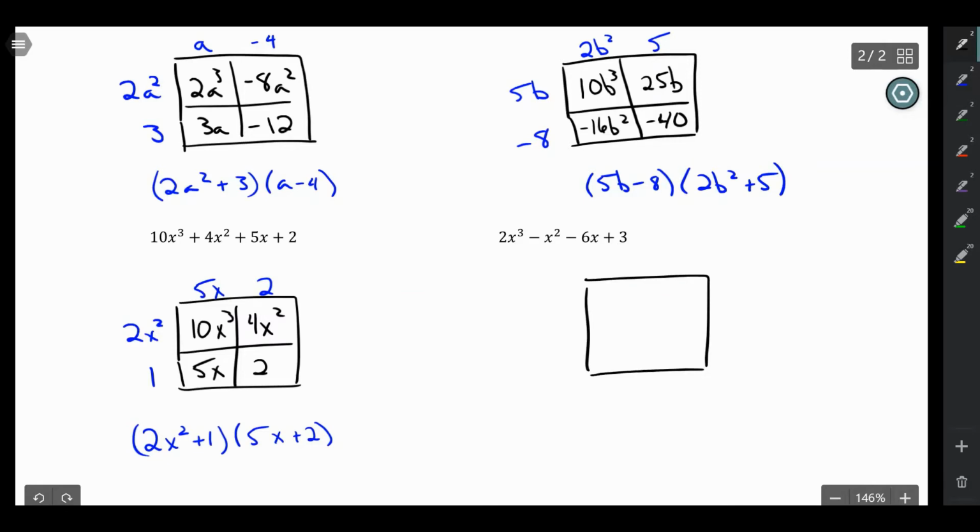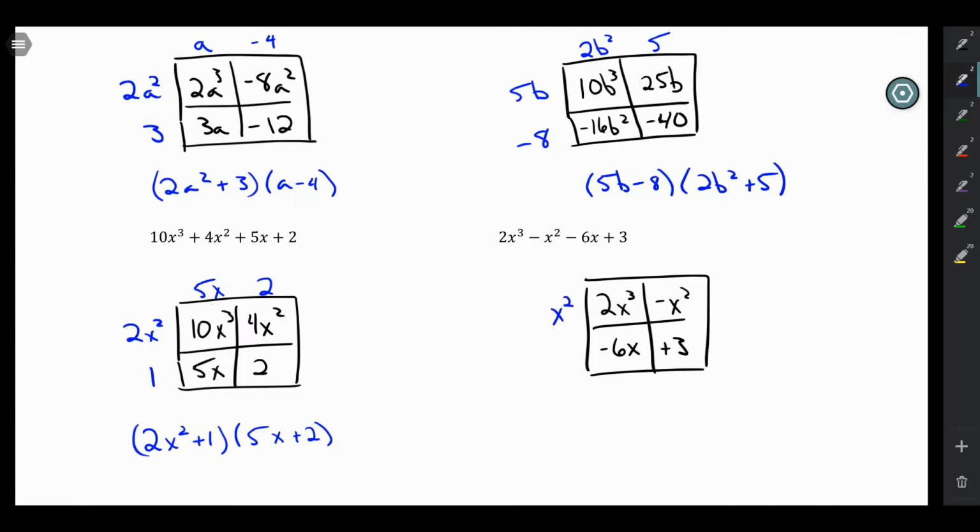4 terms, 4 spaces. 2x cubed minus x squared minus 6x plus 3. Looking for that greatest common factor across the top. Looks like it's just going to be x squared. Looking for that greatest common factor across the bottom. Looks like it's going to be 2. Wait, nope, sorry, 3. 6 divided by 3 is 2. The greatest common factor will be 3. I see I have a negative here, so I'm going to put a negative here.